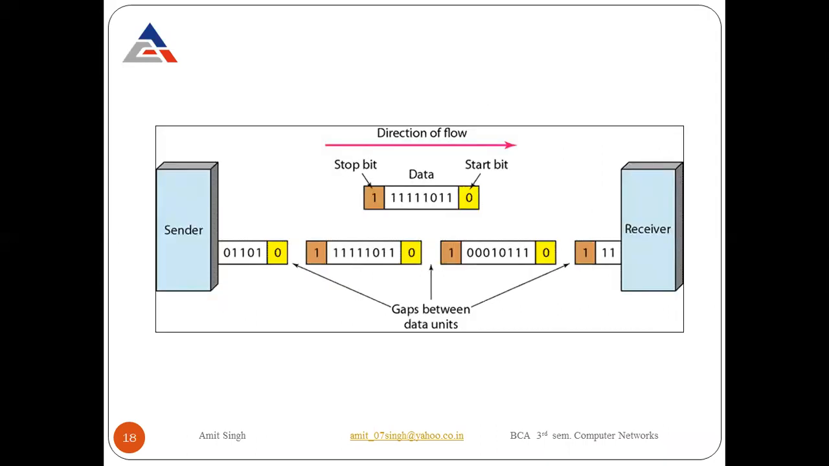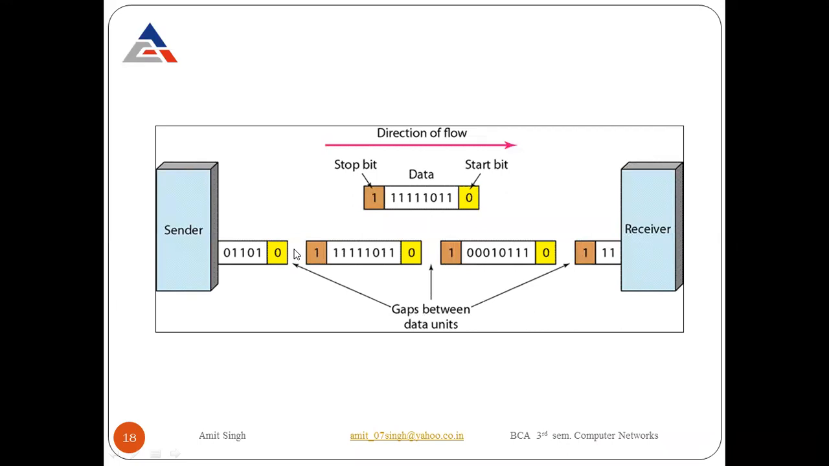Now look at the diagram. Look here. The sender is there. Suppose I am the sender, and you all are the receivers. Clear? There are two things that cannot happen in the case of synchronous. The first thing is that no gap is there, but in this case gaps are there. Look at the gaps between the data units. Whenever a data unit is completed, a small gap is there. Then again a data unit, again a gap. Then a data unit, then a gap. That is the first difference.